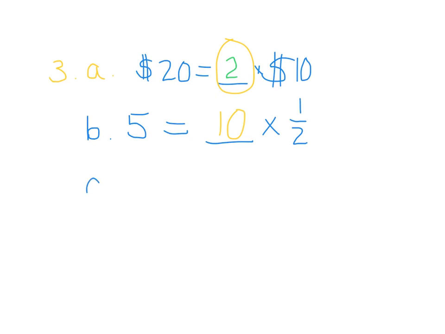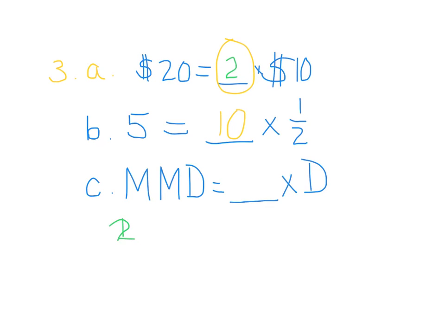Let's go on to C. MMD. First thing I'm going to have to do is convert, is blank times as large as D. Okay, so first of all, I want to convert MMD is 2,500, right? And D is 500. So if I put the rest of that in there, 2,500 is how much times 500?